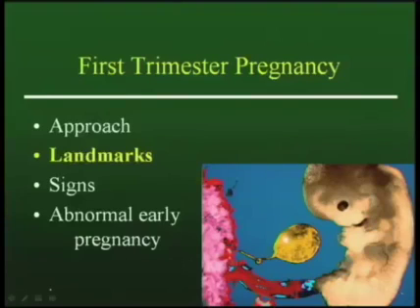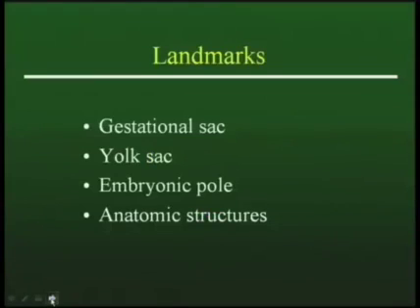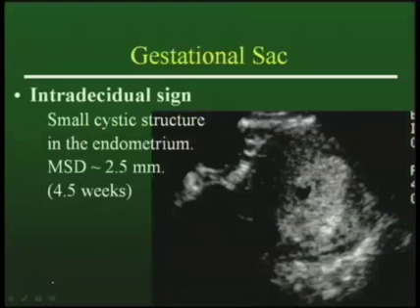All right, we'll talk next about landmarks, certain anatomic landmarks that you would expect to see at certain stages of development in the first trimester. We'll talk a little bit about gestational sac, the yolk sac, embryonic pole, and finally some anatomic structures that you should be able to see. Gestational sac is the first sign of pregnancy. It's not a specific sign, however.